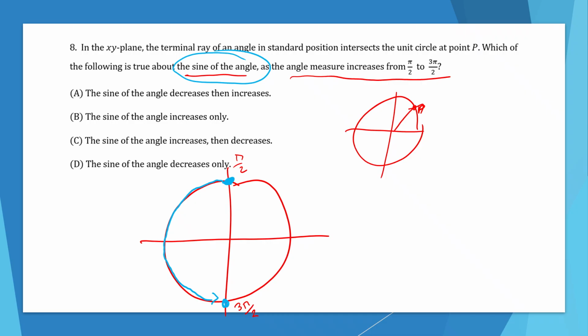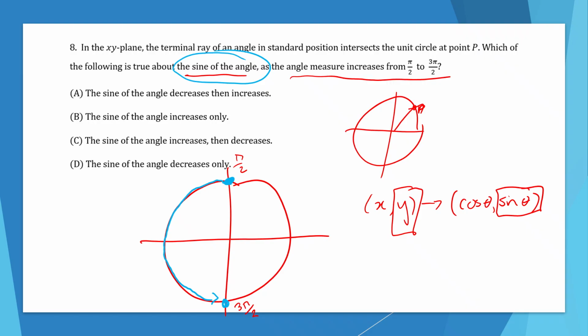So looking at our answer choices, does it just decrease, does it just increase, or does it do one and then the other? And so taking a look, remembering that on the unit circle, any xy coordinate, if we put it in terms of cosine and sine, is going to be cosine theta comma sine theta. So when we're asking about the sine of an angle, we're asking about the y-coordinate. What is happening to the y-coordinate as we go from pi over 2 to 3 pi over 2?